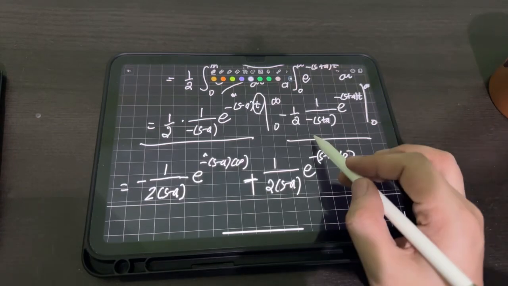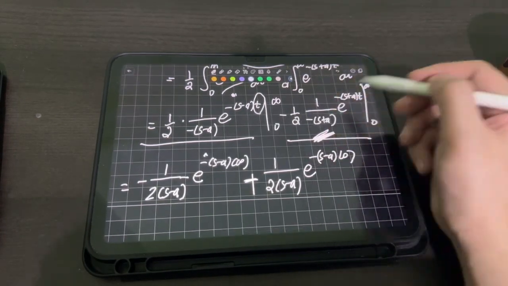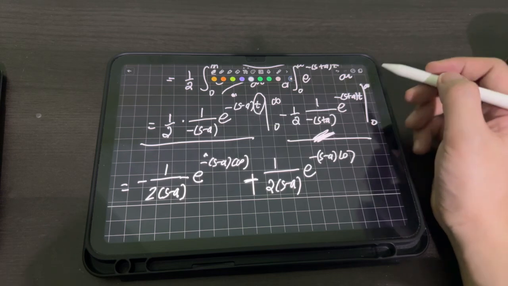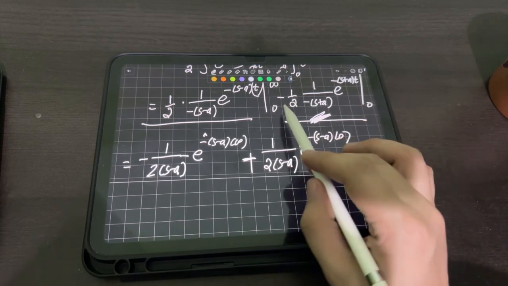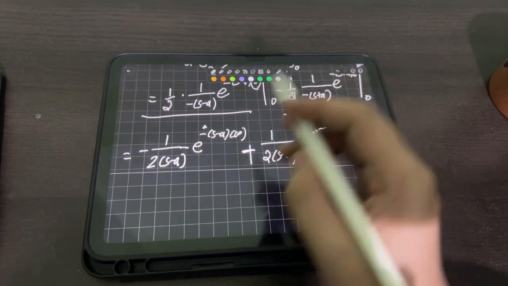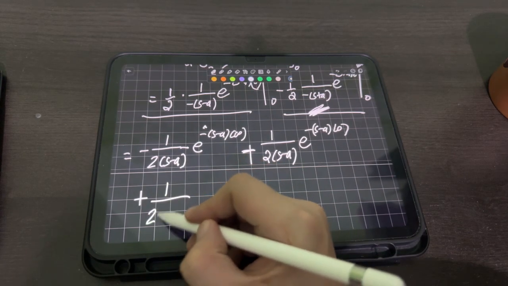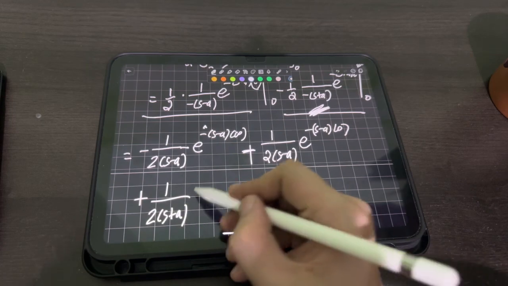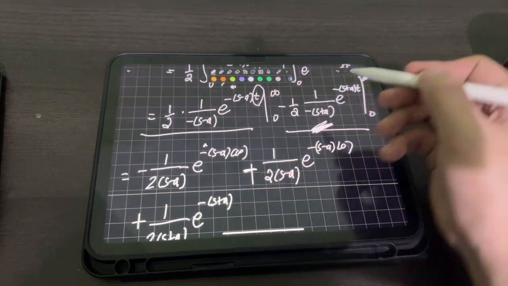Okay, how about for the second term? So evaluate first this with the upper limit infinity, substitute t with the positive infinity. But simplifying this, we have negative 1 half times negative 1 over s plus a. That will be positive, right?